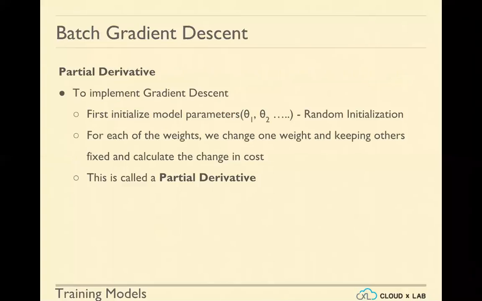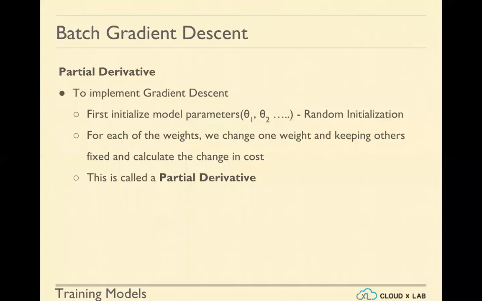All right. So batch gradient descent uses partial derivatives. We are going to implement gradient descent: first initialize all of the model parameters with random values, and then for each of the weights, we change only one weight, keeping the others fixed. Let me put it this way. We express that our data has n number of features, meaning our output depends on those n features. For the training data set, we have, say, m such data points, and based on that, we need to learn and figure out the relationship between the various features and the output.